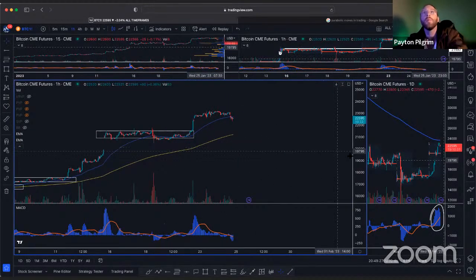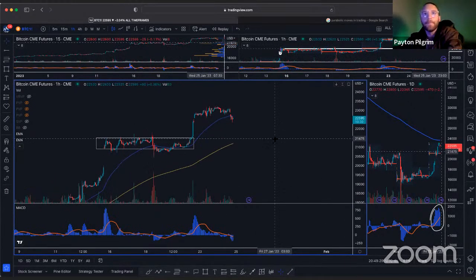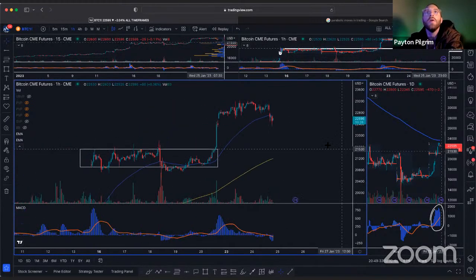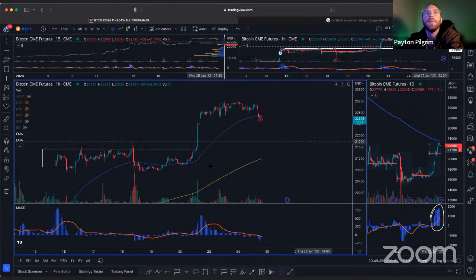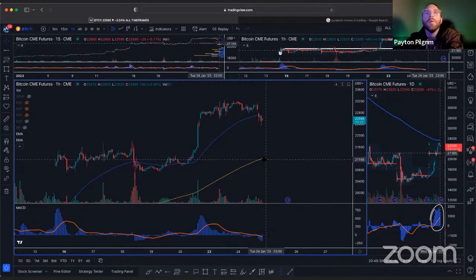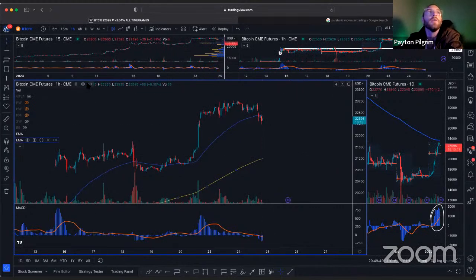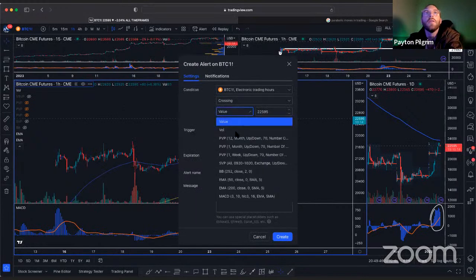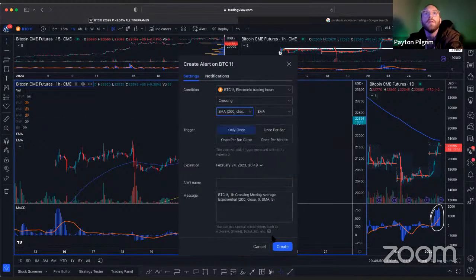I'm going to wait for one more push. I'm going to play it. I'm going to be interested in one more push to the downside, looking for this 200 EMA to hold. So I'll even put an alert here at the 200, crossing the 200.